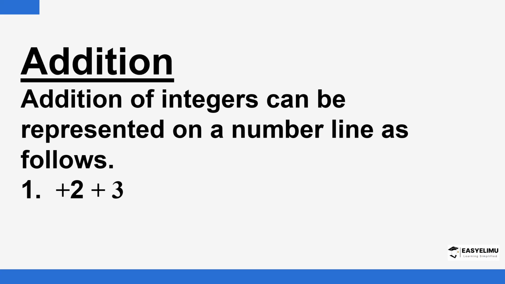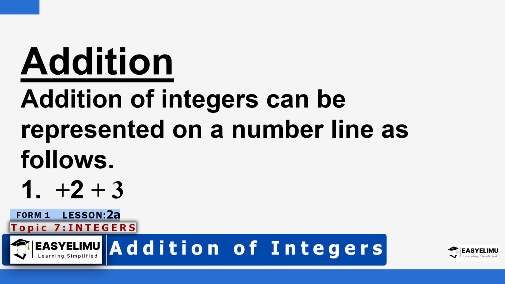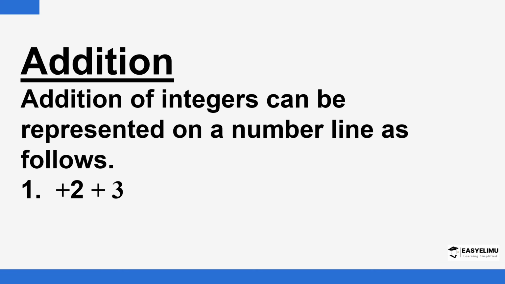So addition of integers is just about adding the directed numbers. You can have -2, then you add another number, or you can have +2, then you add another number as you can see. So we say addition of integers can as well be represented on a number line as follows. So how do you go about it?